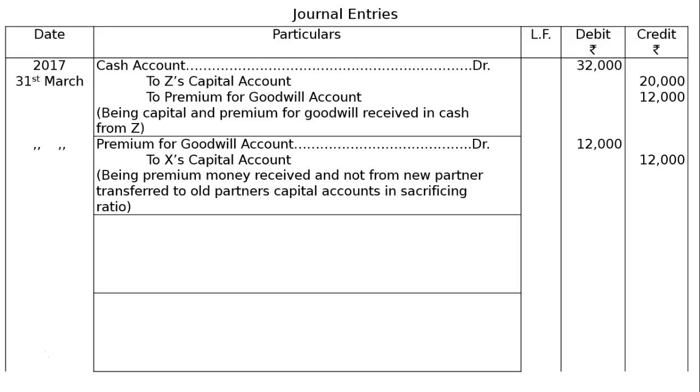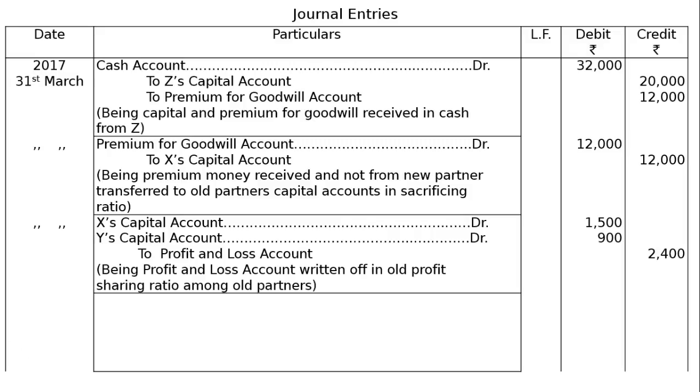Next one is premium for goodwill account debited rupees 12,000 to excess capital account rupees 12,000, being premium money received and not from new partner transferred to old partner's capital account in sacrificing ratio. Here only one partner is sacrificing, X. It was transferred to only X's capital account.